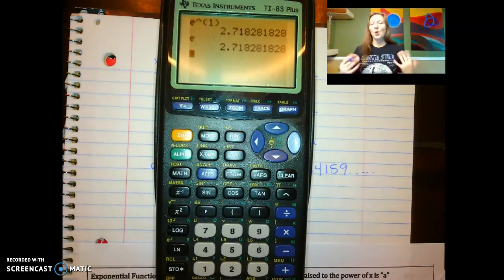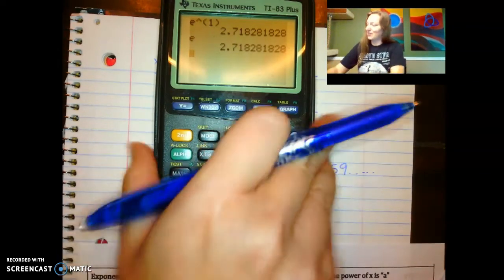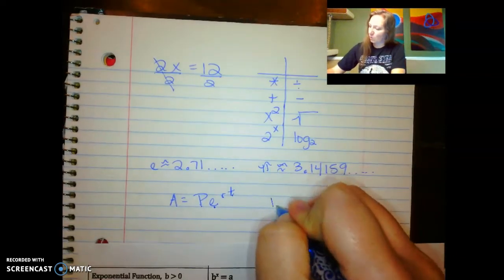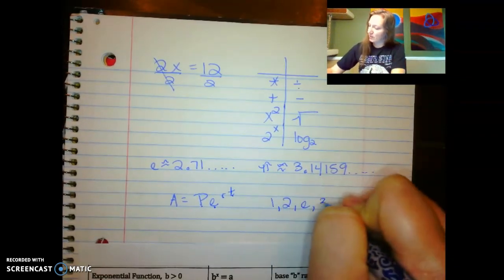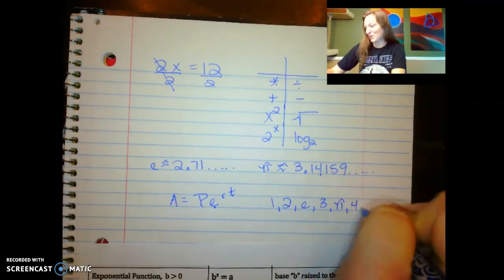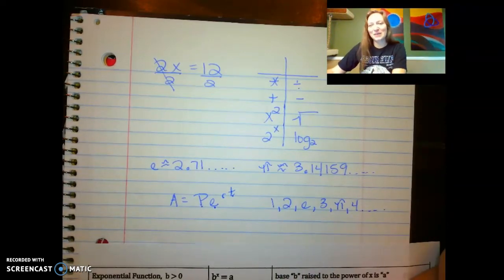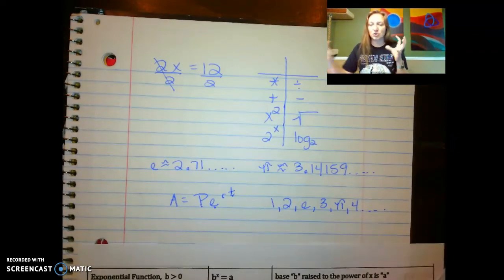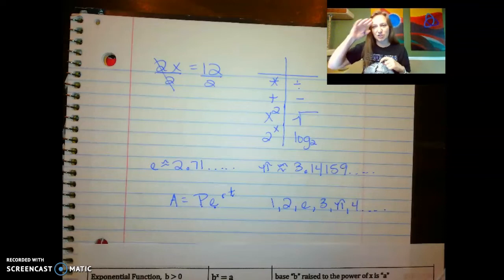It is a number. Math teachers always kind of joke that we should teach kids to count 1, 2, E, 3, pi, 4, and on and on and on, because we want kids to know that it's just another number. Because it comes up in mathematics a lot, they gave it a certain notation, that E notation.